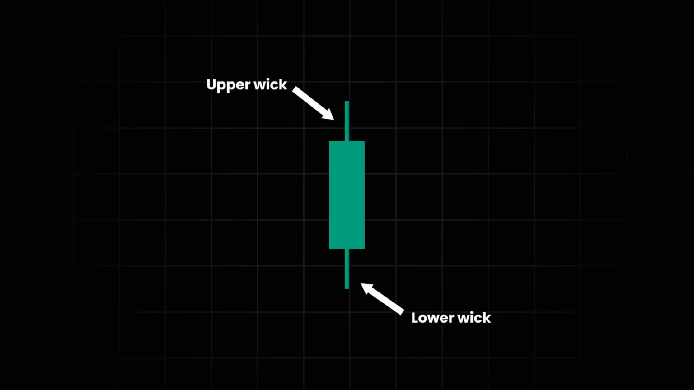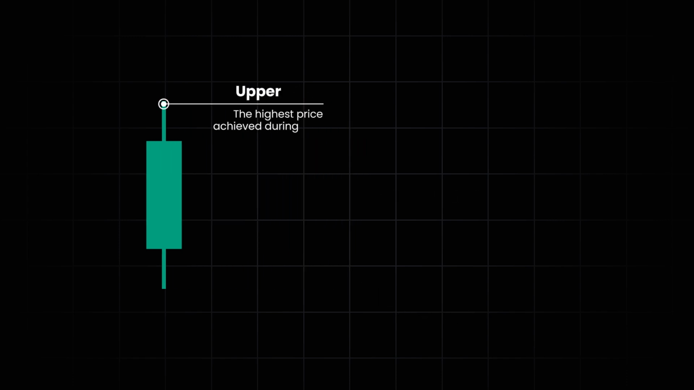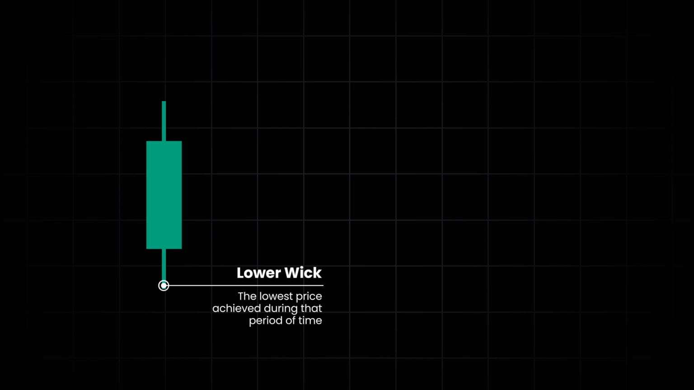A candlestick consists of two parts: the wick and the body. The end of the upper wick shows us the highest price achieved during that time. Similarly, the end of the lower wick shows us the lowest price achieved during that period.